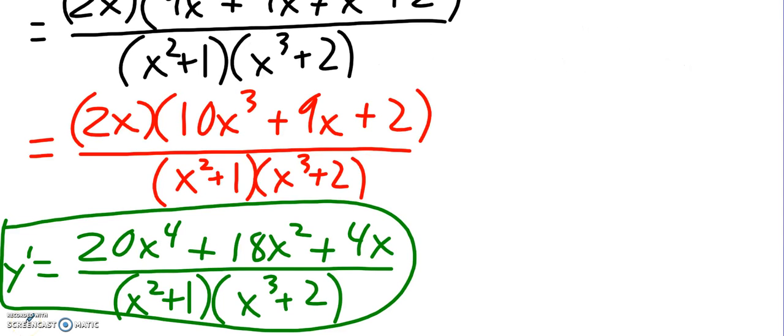So this is another one where I'm going to show you two different ways to do this. They both get you the same result in the end. I have my answer in an almost completely factored form. It's not totally completely factored, but it allows us to compare the answers easily in this form. And so I got a common denominator, basically. That's the big thing. So we have 20x to the 4th plus 18x squared plus 4x over the quantity x squared plus 1 times the quantity x cubed plus 2. So this is our answer here.